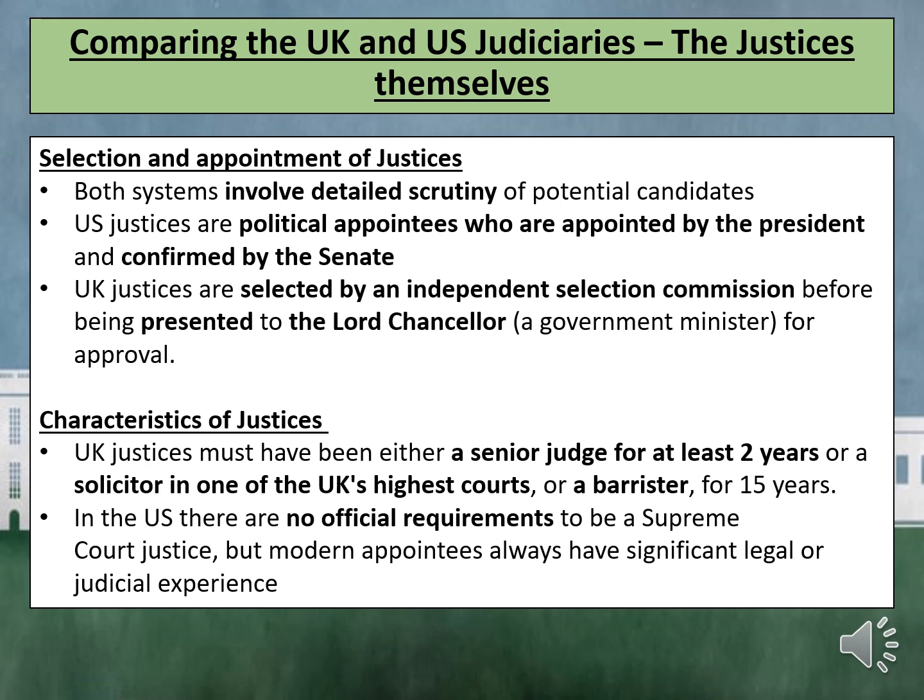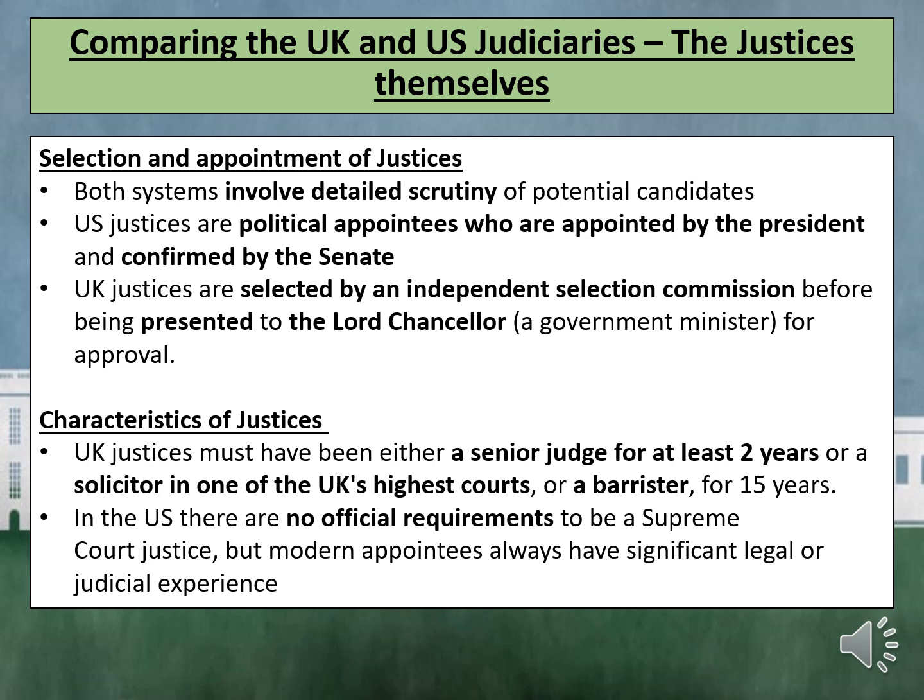Both systems involve detailed scrutiny of potential candidates. However, there is a fundamental difference in the way that each justice is selected in both countries. US justices are political appointees who are appointed by the President and confirmed by the Senate. UK justices are selected by an independent selection commission before being presented to the Lord Chancellor, who is a government minister, for approval.